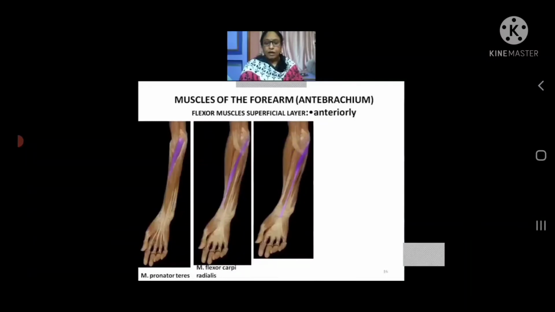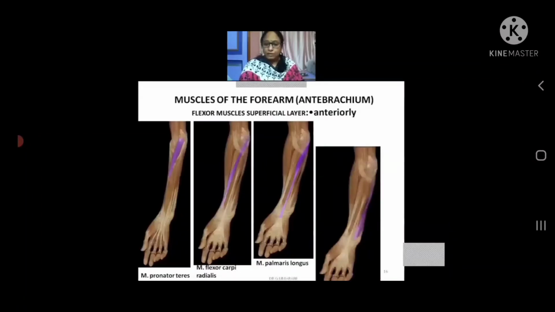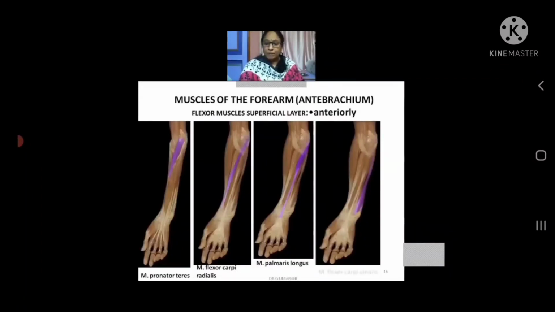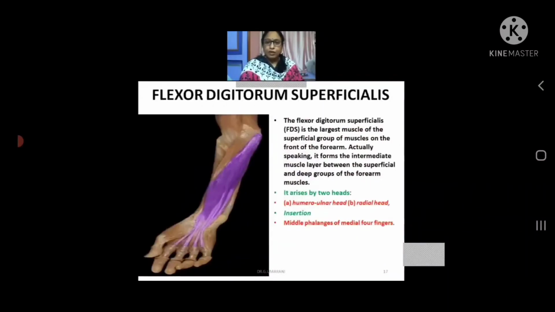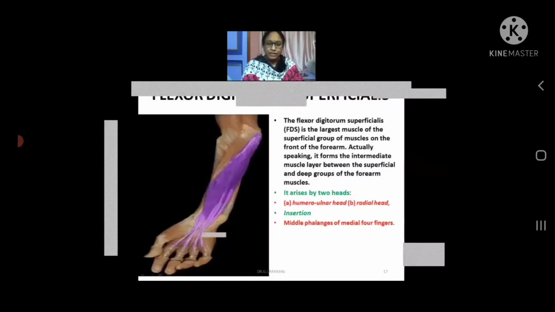Then we can see a small muscle belly with a long tendon, located in the middle. This muscle is known as palmaris longus, and it extends as the palmar aponeurosis. The next muscle, which lies most medially, is the flexor carpi ulnaris. According to the location, the name has been given. The next muscle is the flexor digitorum superficialis. The name says digitorum, so it is going to the digits.